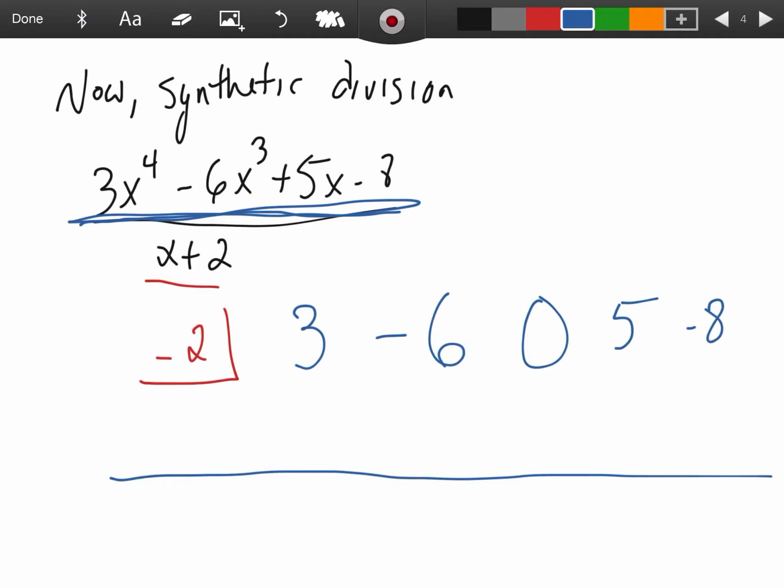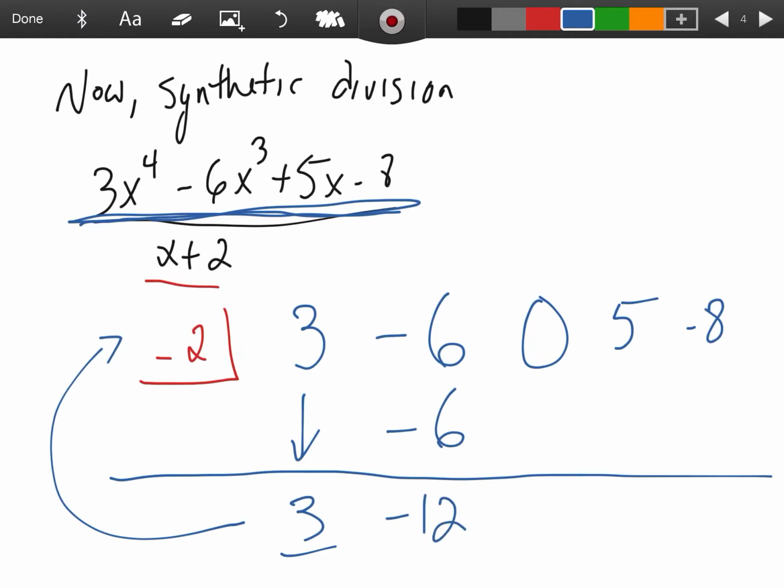All right, now following the steps. With the first term, we always just drop it down. We drop it down here to 3. Fantastic. Now I multiply 3 times negative 2, so multiply this times that number right there. 3 times negative 2 is negative 6. Then add: negative 6 plus negative 6 is negative 12.